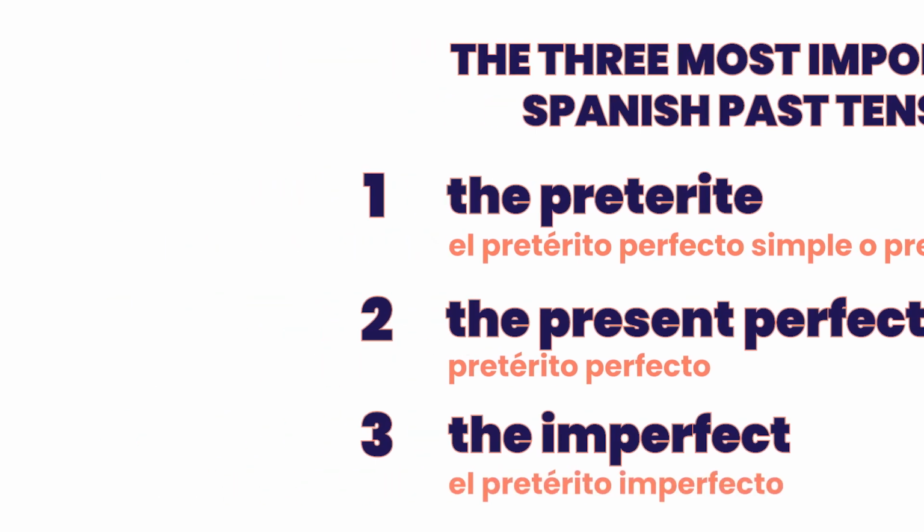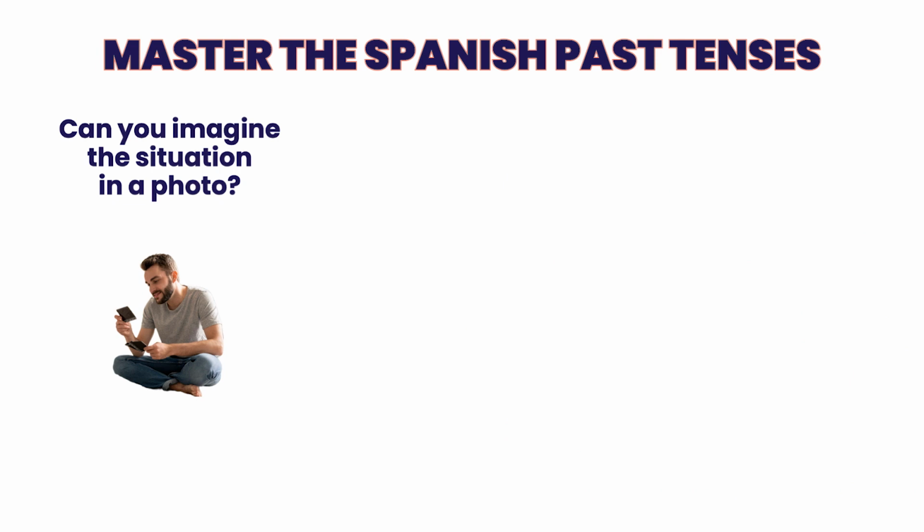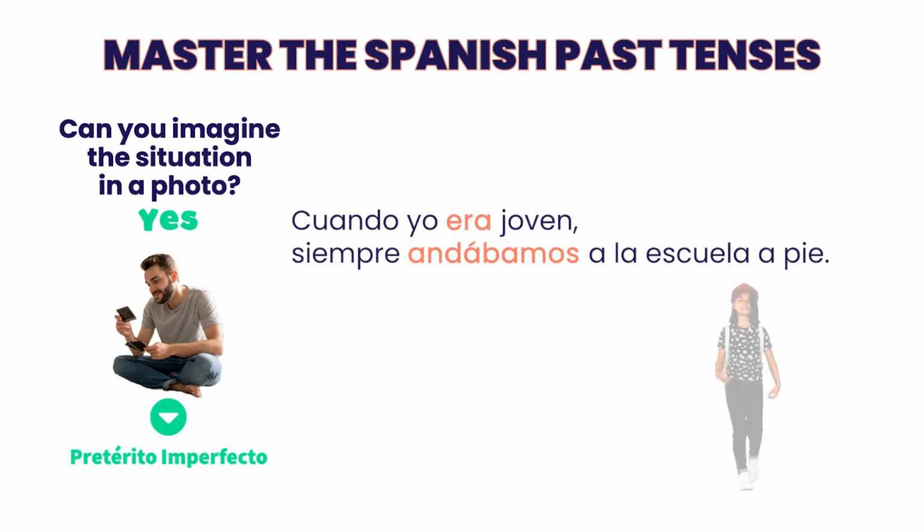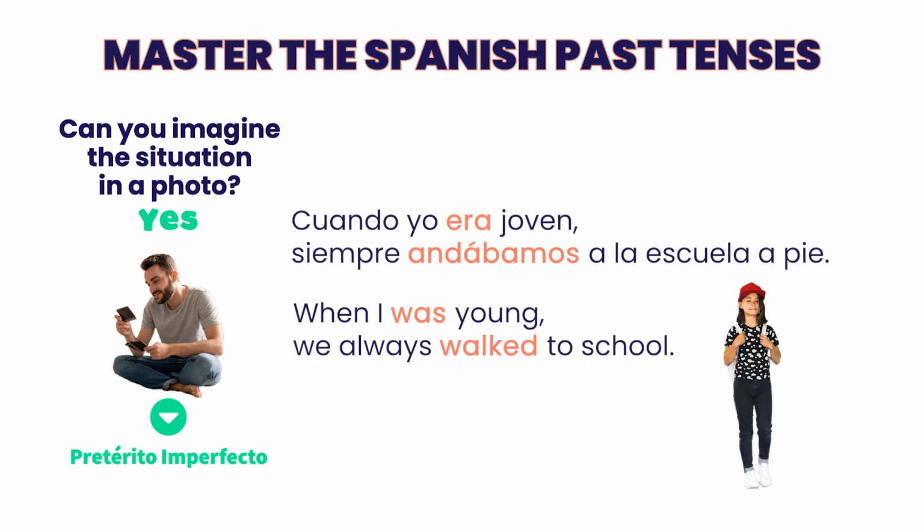So when do you use them? Can you imagine the situation you are talking about in a photo? If the answer is yes, then you'll likely have to use the Spanish imperfect. Cuando yo era joven, siempre andábamos a la escuela a pie. When I was young, we always walked to school. You use the Spanish imperfect to emphasize the process or the habitual repetition of an action in the past.